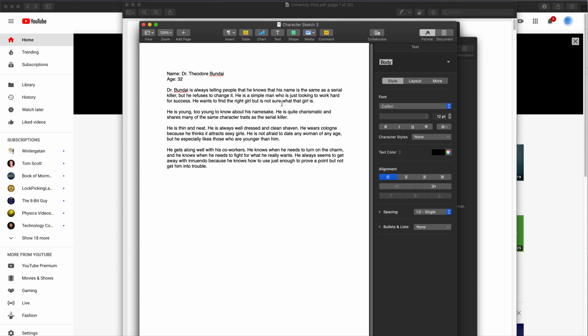As we continue, he's a simple man who's just looking to work hard for success. He wants to find the right girl, but is not sure what that girl is, and we can develop that a little bit further. He's young, too young to know about his namesake. He's quite charismatic, shares many of the same character traits as the serial killer. He's thin and neat. He's always well-dressed, clean-shaven, wears cologne because he thinks it attracts sexy girls. He's not afraid to date women of any age, but he especially likes those that are younger than him.